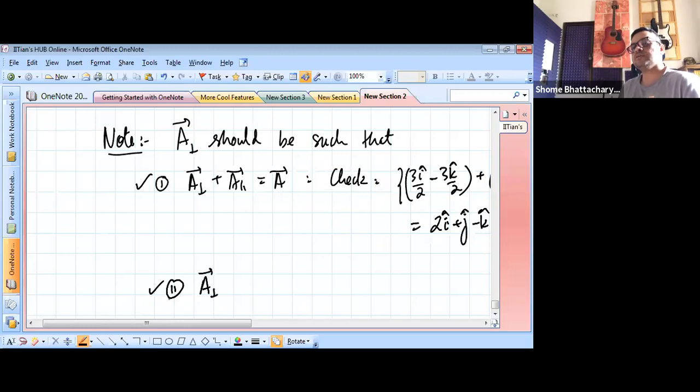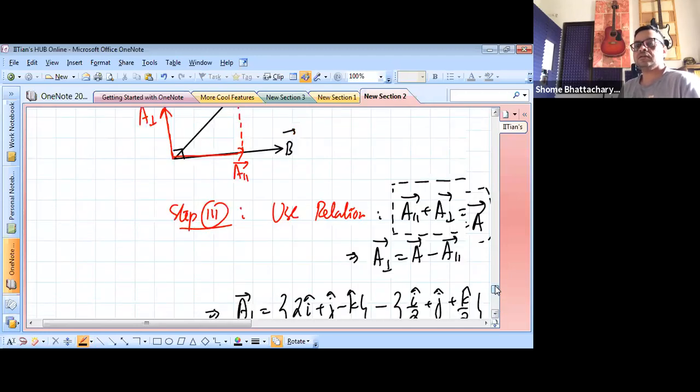E perpendicular, we have to verify this, so let's do that. It should be perpendicular to the vector b. Why? Let's go back to the diagram and understand.